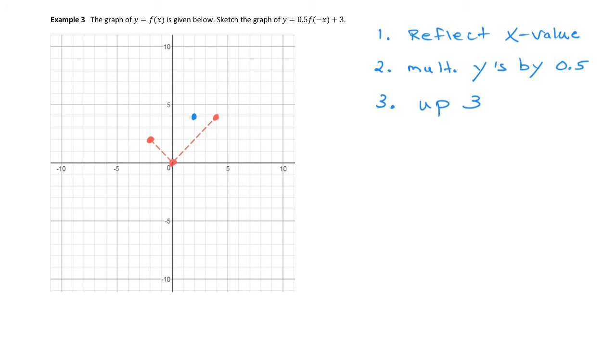All right. Now, if I go to 0, 0, I'm reflecting the x value, but the x value is 0. It's right on the axis, so it does not go anywhere. Now I multiply the y value by 0.5, but the y value is 0, so this step doesn't do anything either. It stays as is, but then we're going up 3 places. 1, 2, 3. We end up at 0, 3.